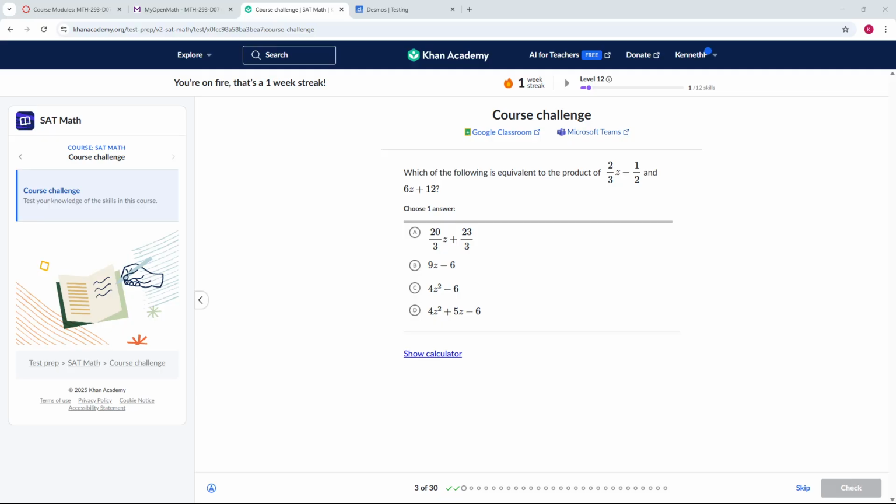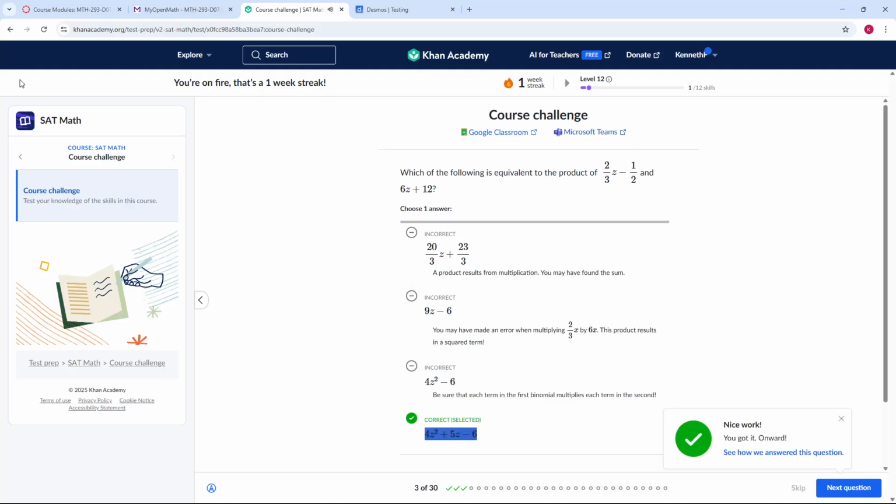So we should know that the first term is going to be 4z squared, which means we can eliminate these first two. And then the second thing it's looking for is the middle term. Well, let's see. 2z over 3 times 12, well, 12 divided by 3 is 4, so we get 8z. And then plus 6z times negative 1/2, and 6 over 2 is 3, so plus negative 3z, which leaves us with 5z. So we know that there's going to be a single first-degree variable term, and so it has to be D. Perfect. Now, next question.